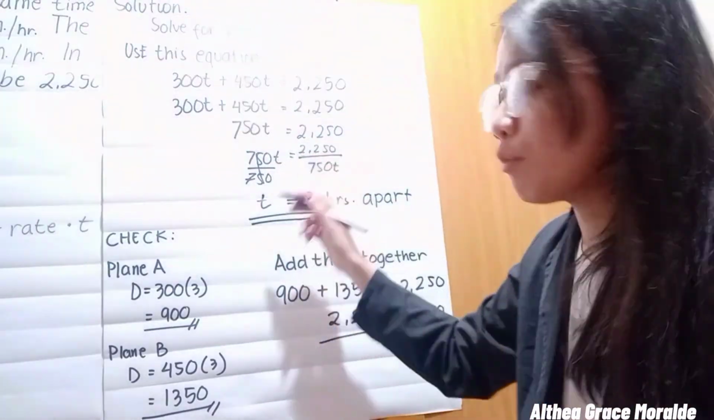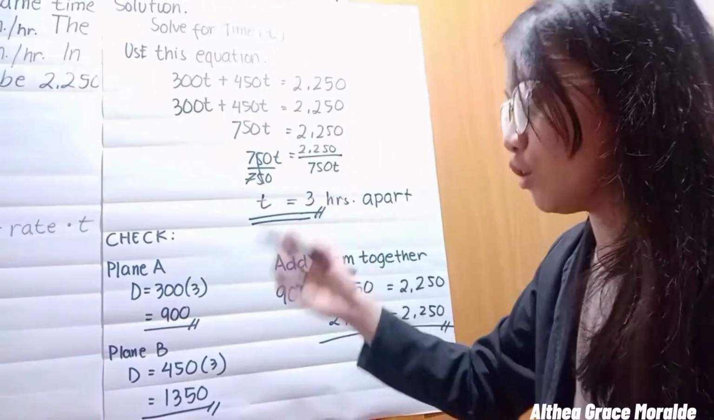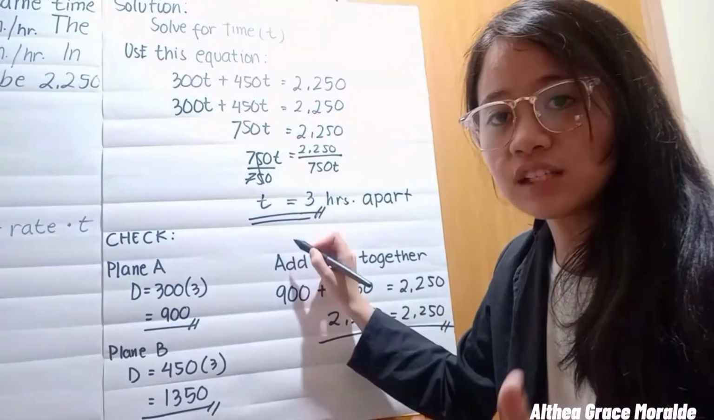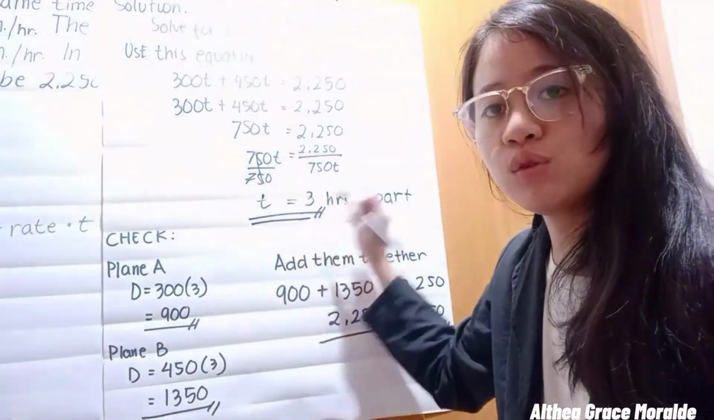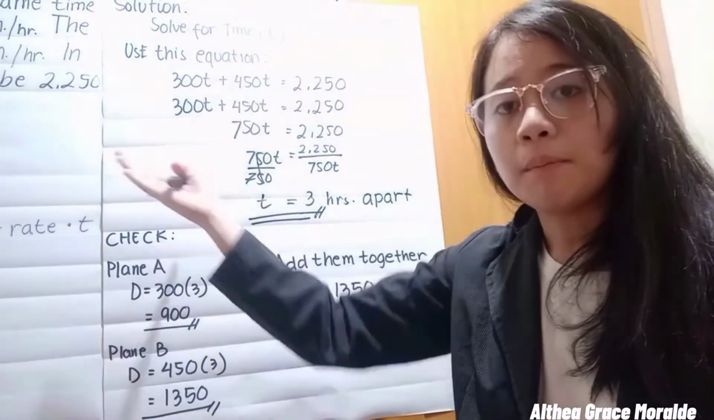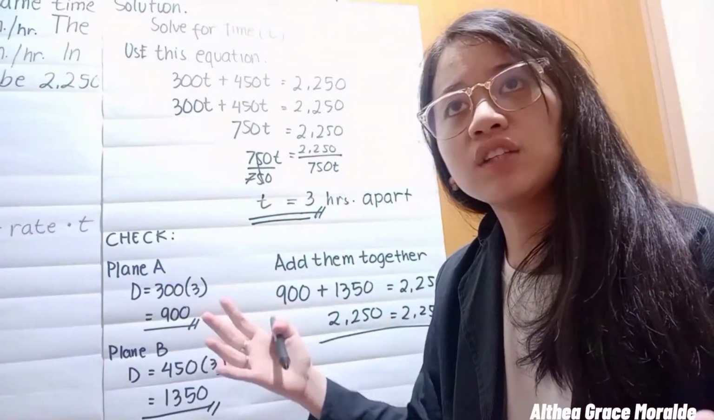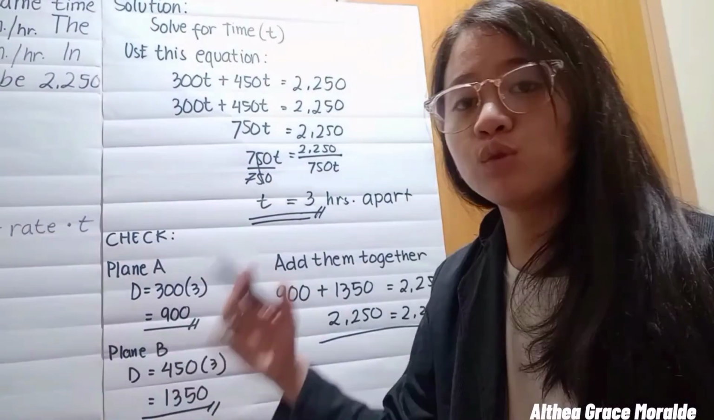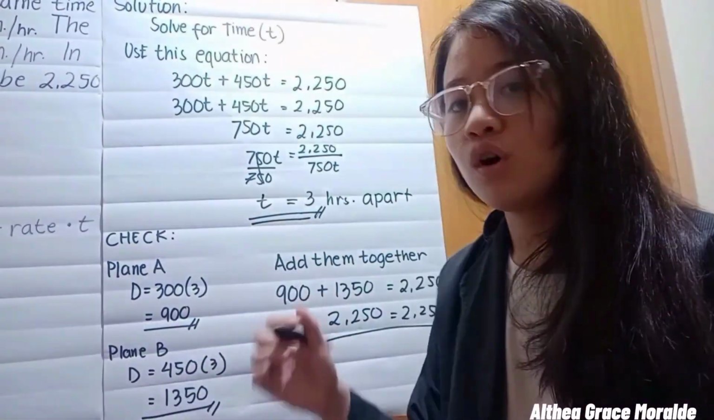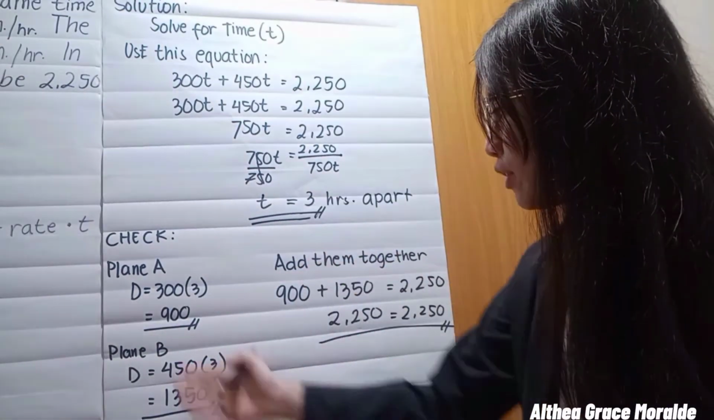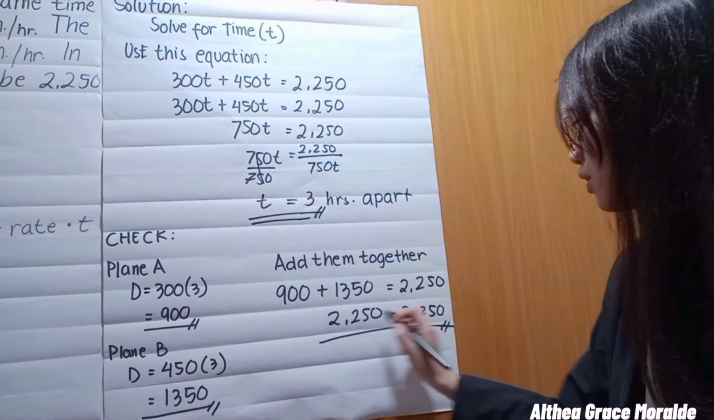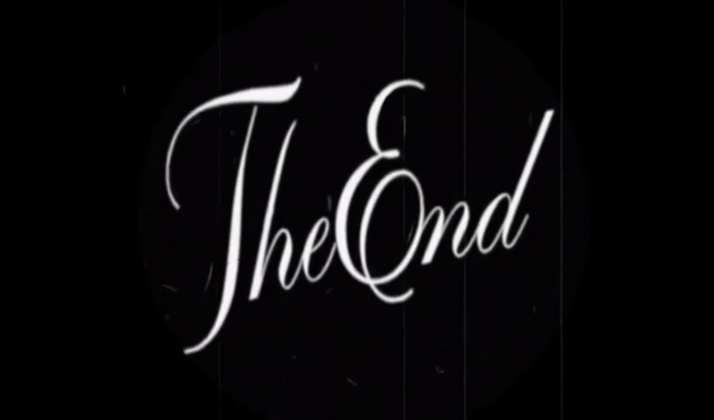Now, in order to get the time, we're going to divide both sides by 750. We will get the answer. Time is equal to 3 hours, so that means both planes are 3 hours apart. If you want to check that, we just have to substitute the value of t into number 3. As you can see, both numbers are equal.